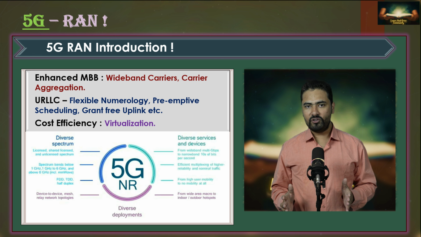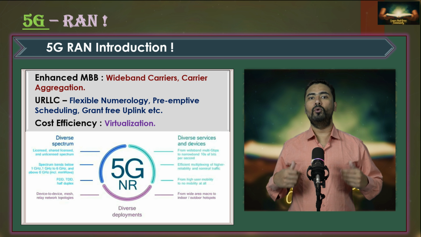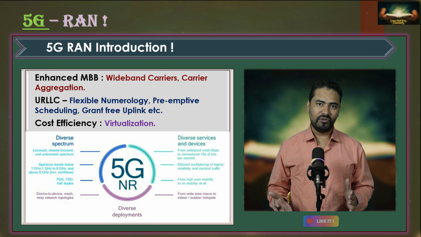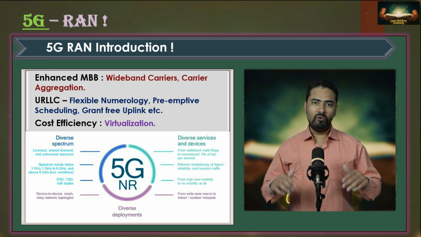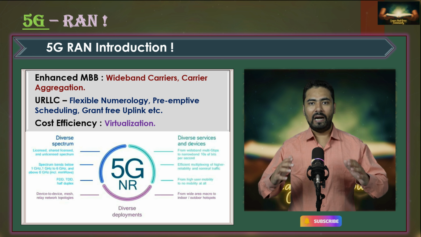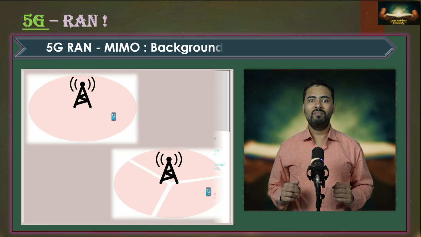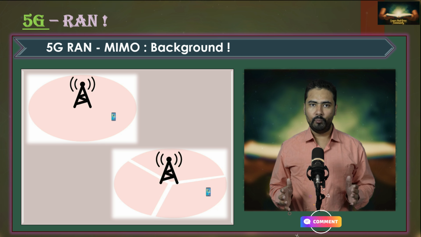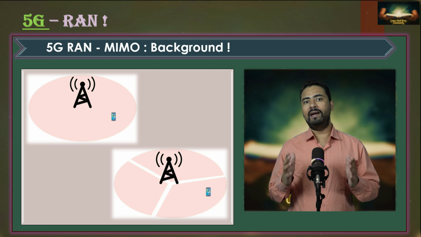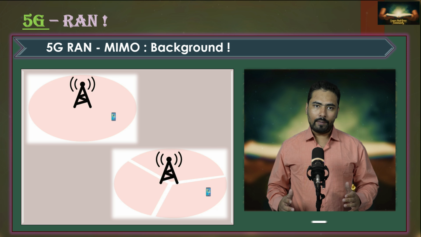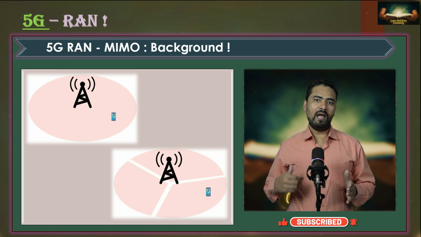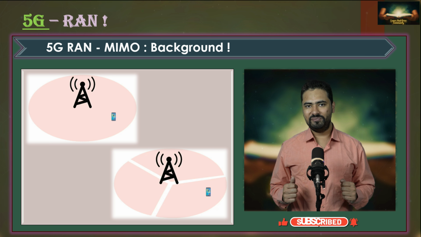To improve the cost efficiency and flexibility, there are new concepts like virtualization. So, starting from this session and in the next few sessions, we will explore these defining features of the 5G radio access network and we will learn how they function. Let's start with MIMO. So the question is, how can we use the advancements in antenna technologies to improve the capacity and the data rates in 5G? Let's begin by exploring the evolution of MIMO technology first.